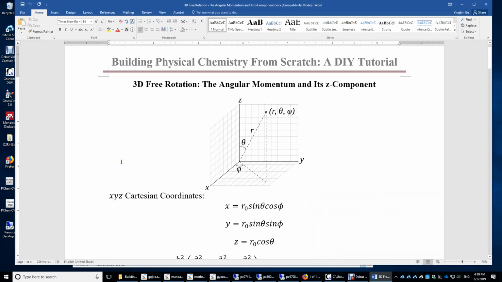In this video, we will look at the three-dimensional free rotation again. This time, we'll focus on the angular momentum and its z component. Just for review purposes, you have x, y, z Cartesian coordinates, and you have r, theta, phi polar coordinates. r is the vector pointing towards the particle, theta is the angle between r and z, phi is the angle between the xy projection of r and x.